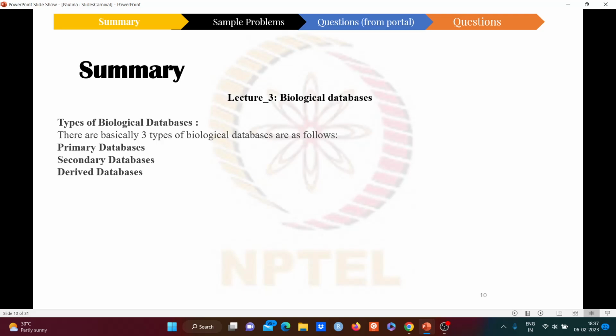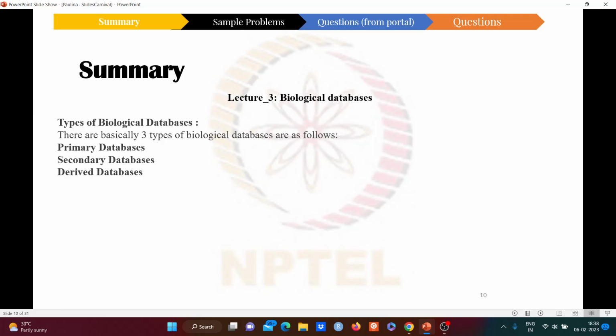Coming to the primary databases, they can also be called archival databases, since they archive the experimental results submitted by the scientists. The primary database is populated with experimentally derived data like genome sequence, macromolecular structure, and etc. The data here remains uncurated. So what do you mean by uncurated? Means no modifications are performed over the data.